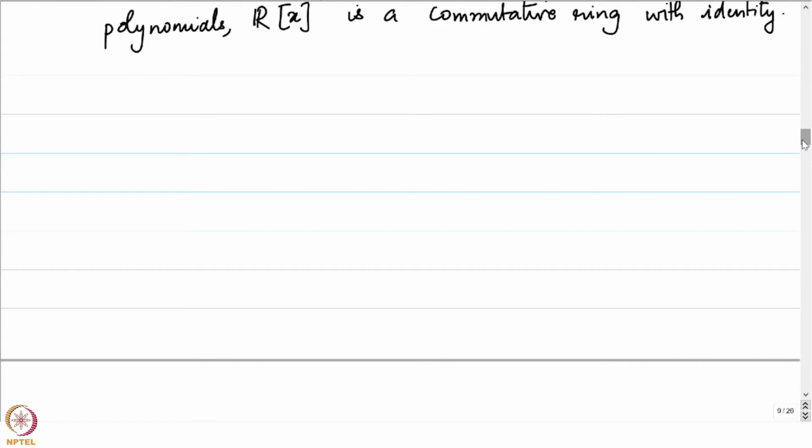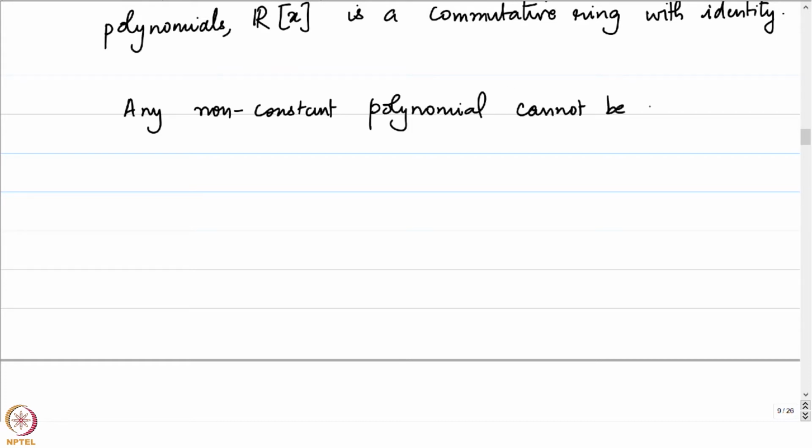Okay, the first thing to note is that R of x is a commutative ring which is not a field. Not all elements can be inverted. In fact, any non-constant polynomial is not a unit, cannot be inverted. There does not exist a multiplicative inverse for any non-constant polynomial in R of x. Why is that the case? Because we have a notion of the degree of a polynomial, the d that appeared, and if you look at the product of two polynomials, the degree adds up.